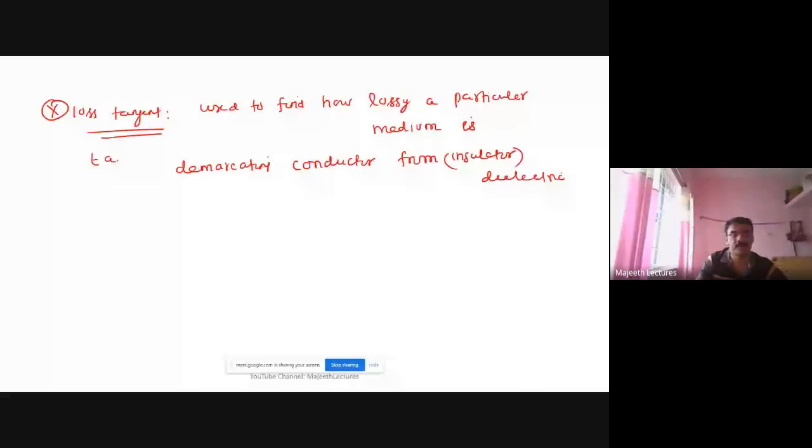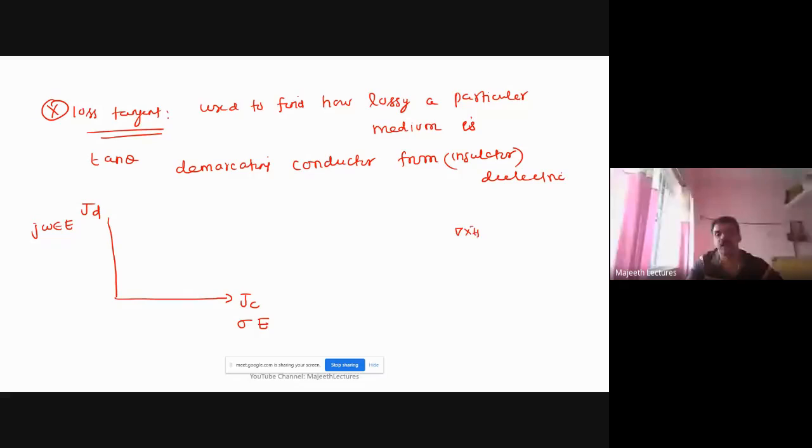Okay, let us see how to find it. Let's take this graph. This is JC, this is JD. We know JC is conduction current, that is given by sigma E, right? JD is j omega epsilon E. Hope you remember, del cross H is equal to JC plus JD. JD is epsilon dou E by dou t, and dou by dou t is j omega, so j omega epsilon E. So that's what this one is, j omega epsilon E.